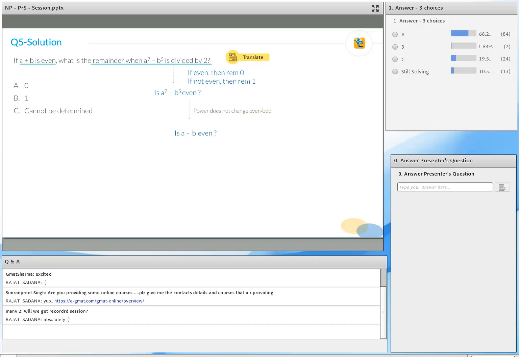So essentially what you need to figure out is, is a minus b even? That's about it. Now what's given to you is that a plus b is even. If a plus b is even, then a minus b is also even, which means that the remainder is 0. So choice A is the correct answer.